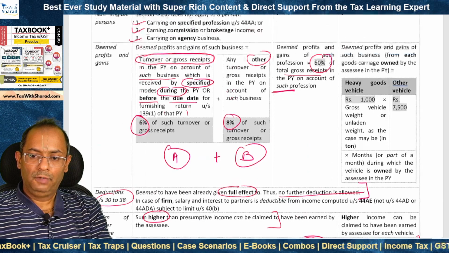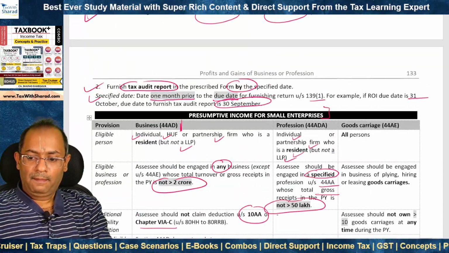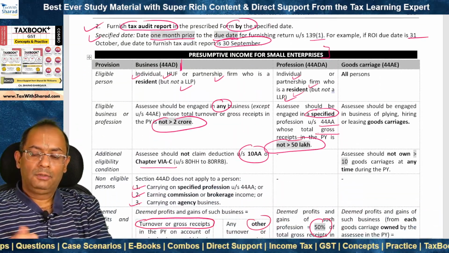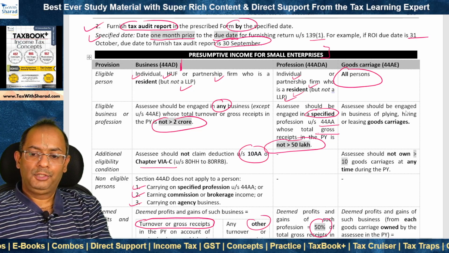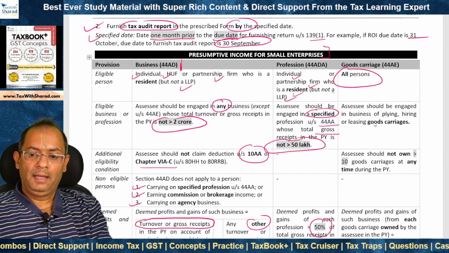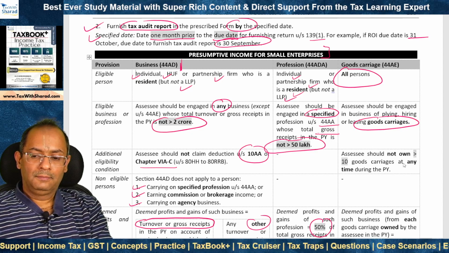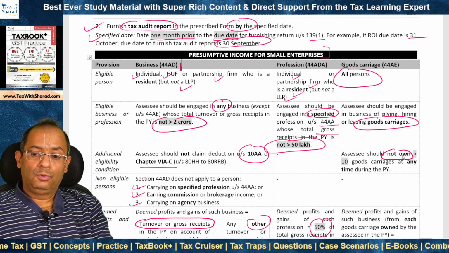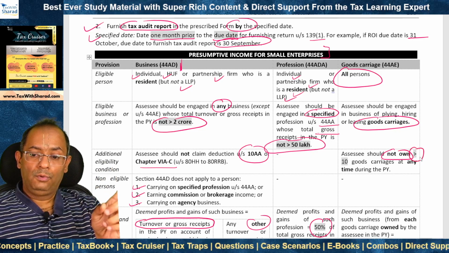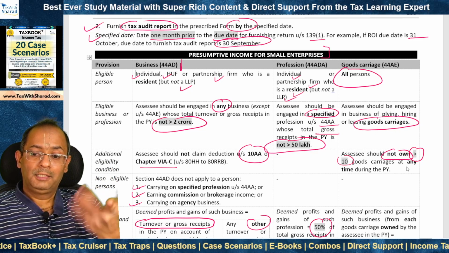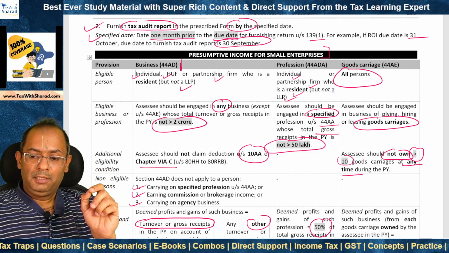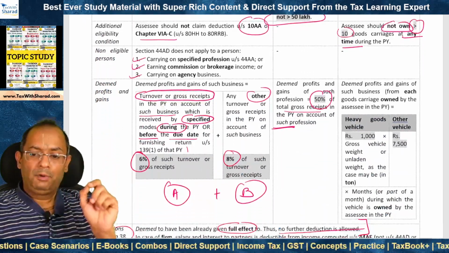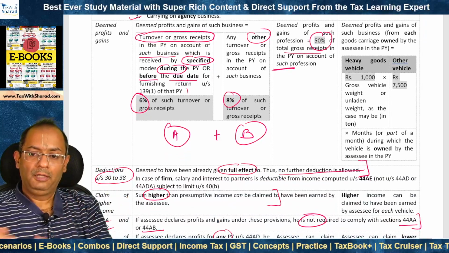Now we come to 44AE. And this applies to all the persons. And the condition is that the assessee should be engaged in the business of what? Plying, hiring or leasing of goods carriages. And should not own, so ownership is important, should not own more than 10 goods carriages when? At any time during the previous year. If this condition is fulfilled, then deemed profits and gains can be computed under 44AE.